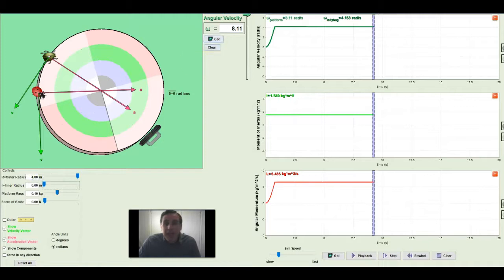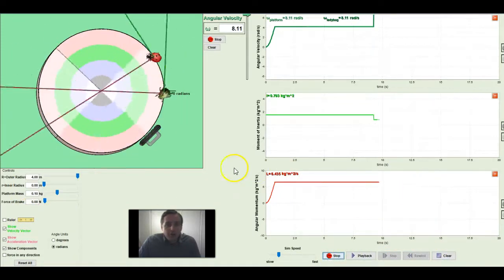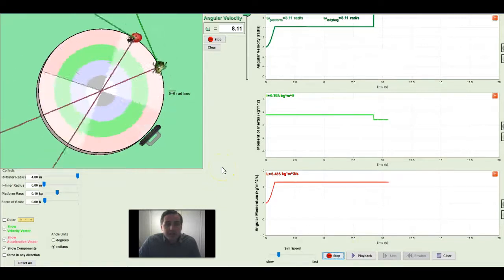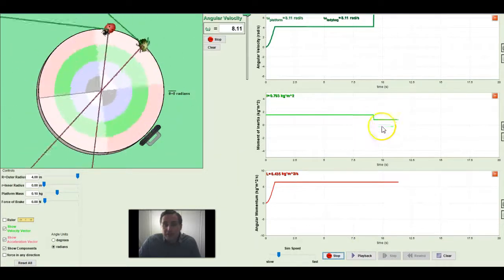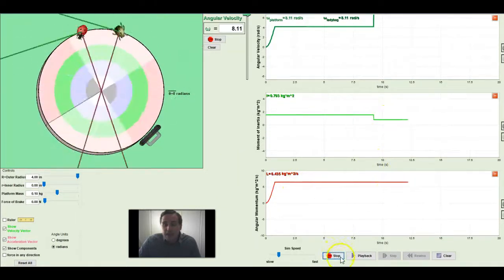So notice that the angular velocity is going to go up. So there we see it. And then the rotational inertia should go down, but the angular momentum should stay constant. So let's go ahead and go. So look at that. The angular velocity is greater, the moment of inertia is less, the angular momentum stayed put.